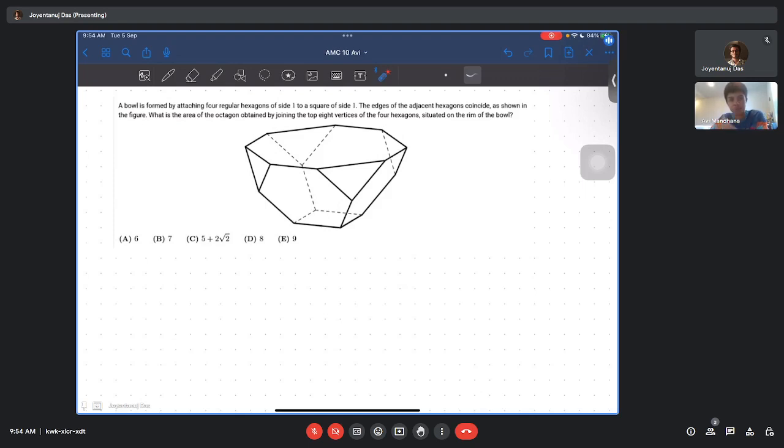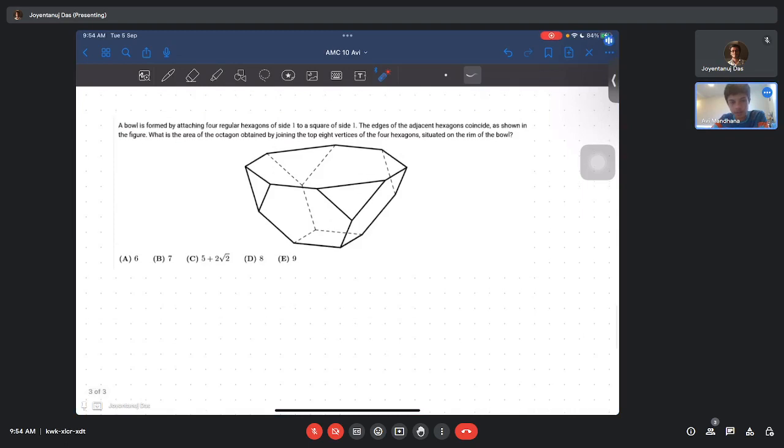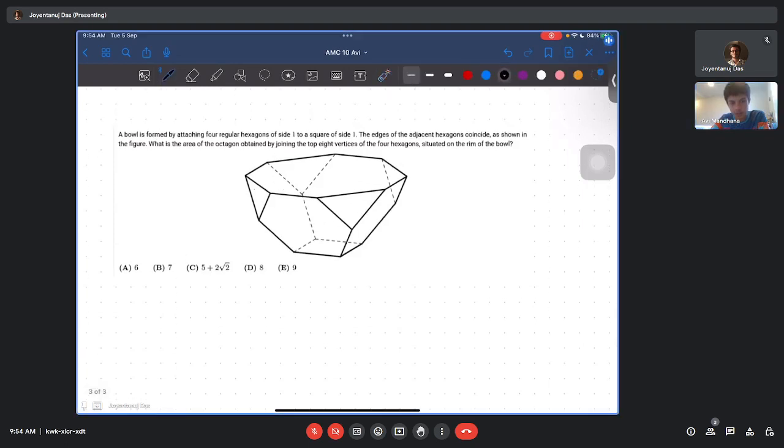So to find the area of the octagon, we have to find the side lengths, right? Are the side lengths just one? No, that we will figure out. But this side length I know is one, because it is the hexagon. This is one, this is one, and this one is also one. But this part is not clear, what is the side length, because this does not come from the hexagon, right?